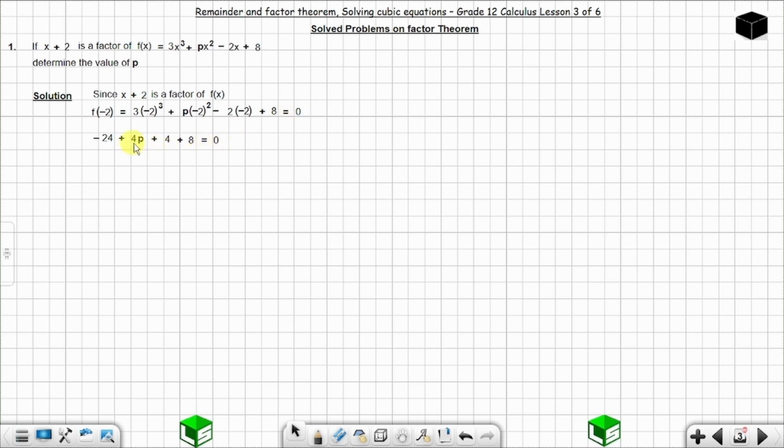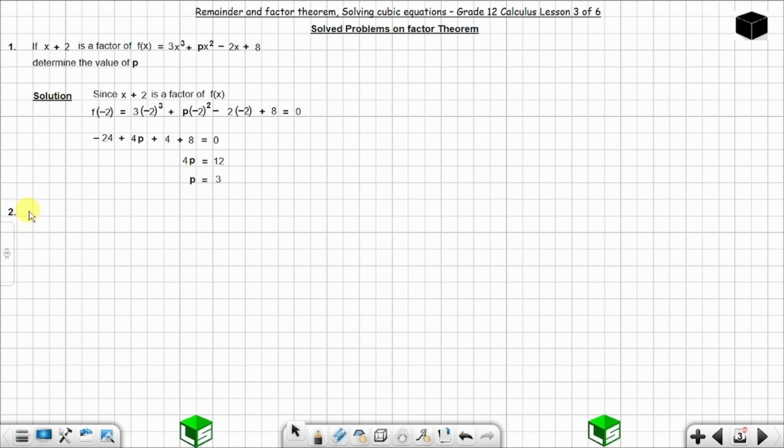So you are going to have 4p on its own. This is equal to 12 minus 24, you are going to have minus 12. You take it to the right, you have a positive 12. You are going to divide by 4 on both sides so that you can solve for p. You divide by 4, you have p is equal to 3. Okay, so p is equal to 3. Let's move on to the next question on factor theorem.